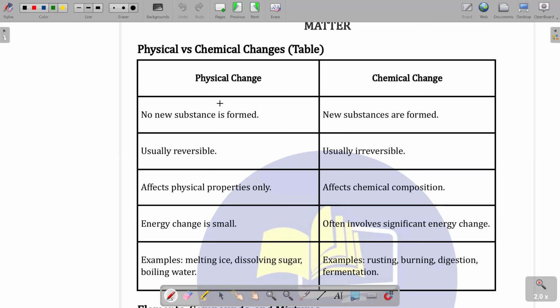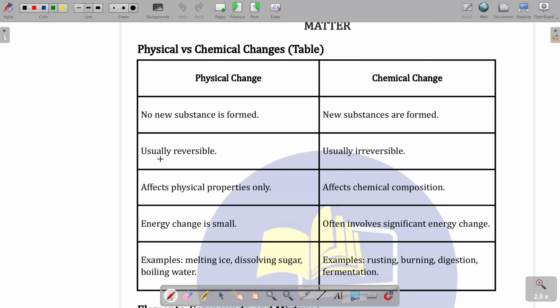For example, when you bring out some ice cubes from the freezer and you keep them on the table, after some time you see that the ice melts and turns into water. But the fact still remains that the ice is water, the liquid is also water. So no new substance is formed. Unlike in chemical change, where new substances are always formed. An example is when you burn wood. When you set wood on fire, after some time you are going to have ashes, a new substance very much different from wood.